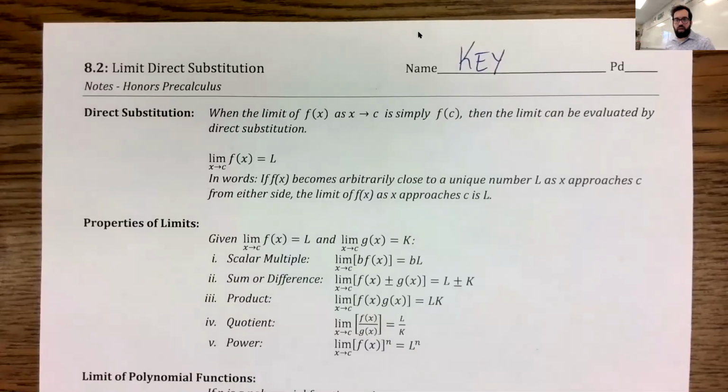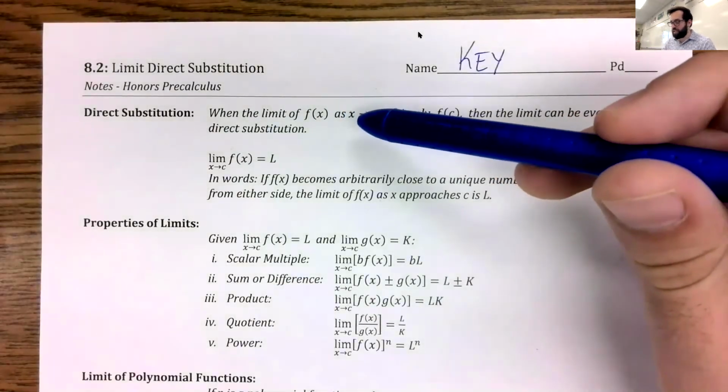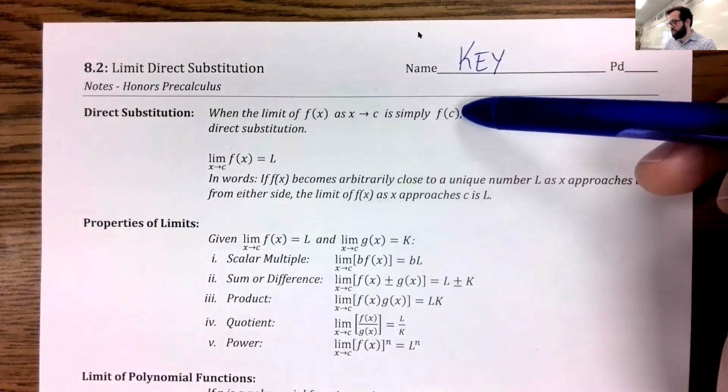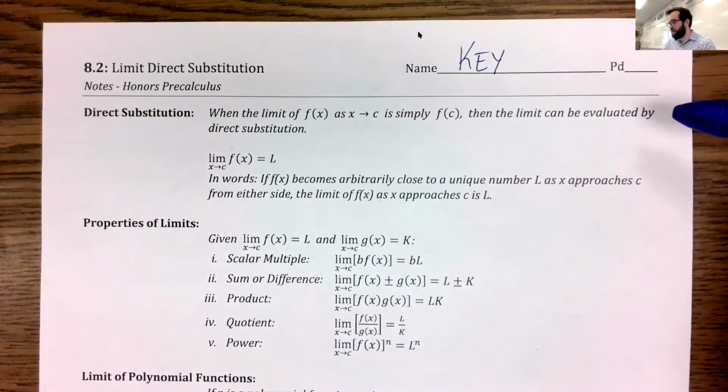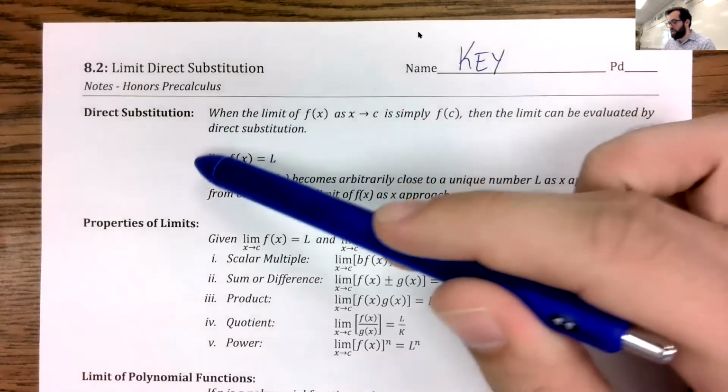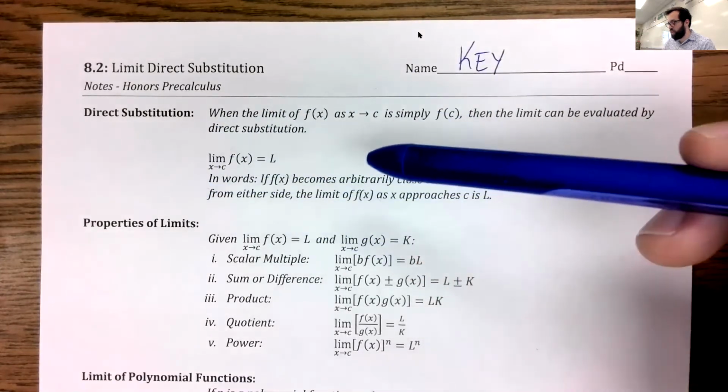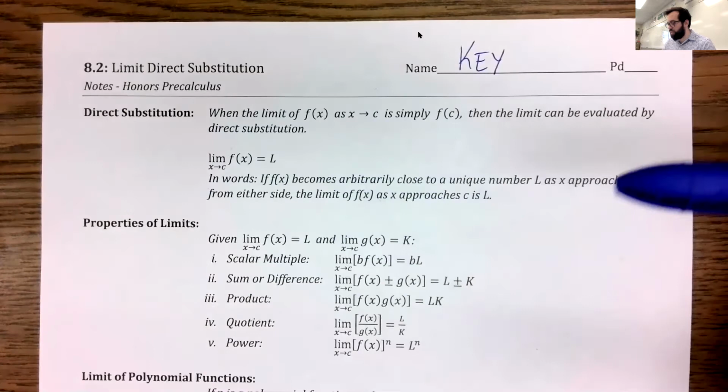All right, so we have a lot of words at the top of the notes, but it's not going to be that bad. First of all, direct substitution says, when the limit of f of x as x approaches c is simply f of c, then the limit can be evaluated by direct substitution. The limit as x approaches c of f of x equals L. That's just our definition of a limit.